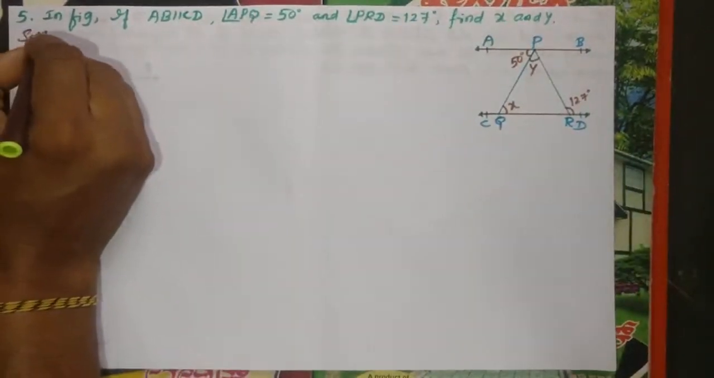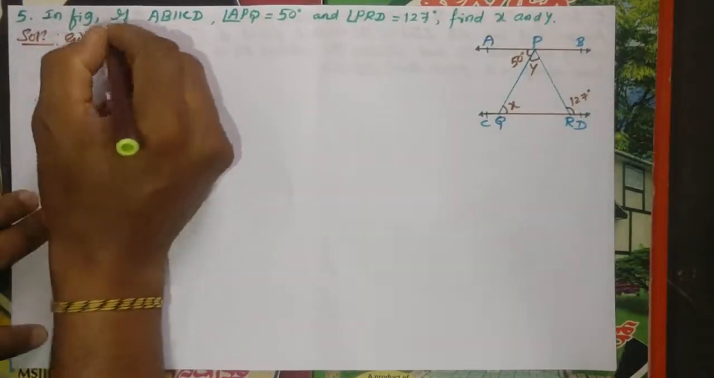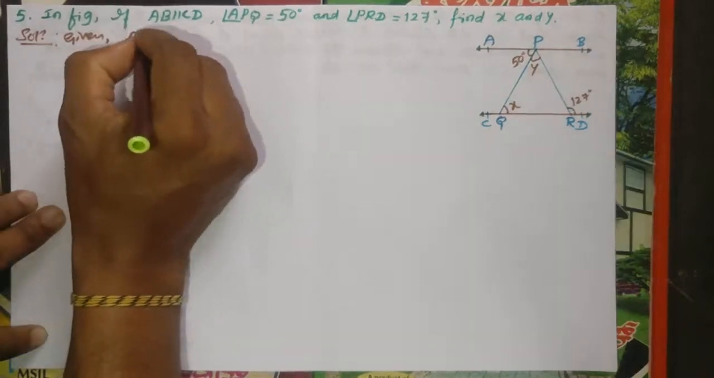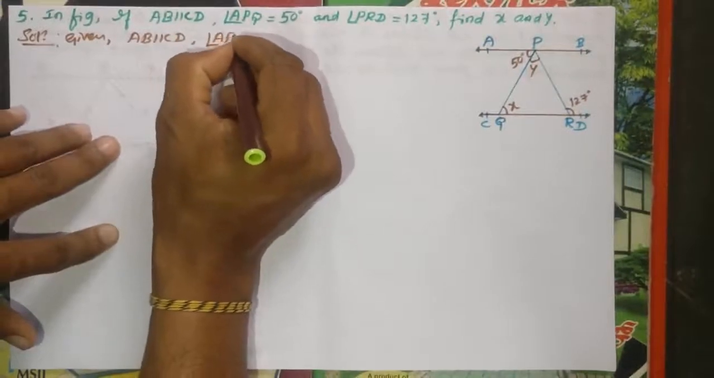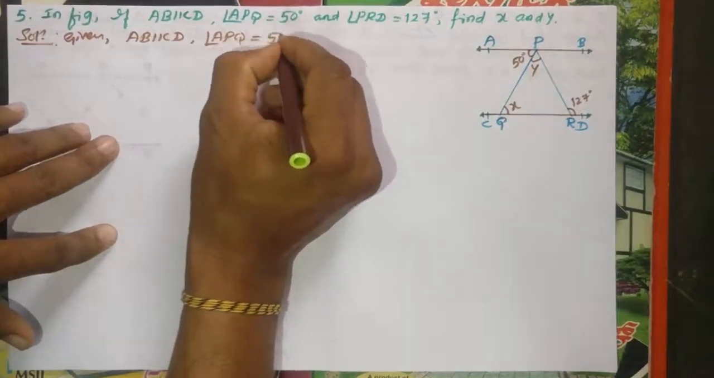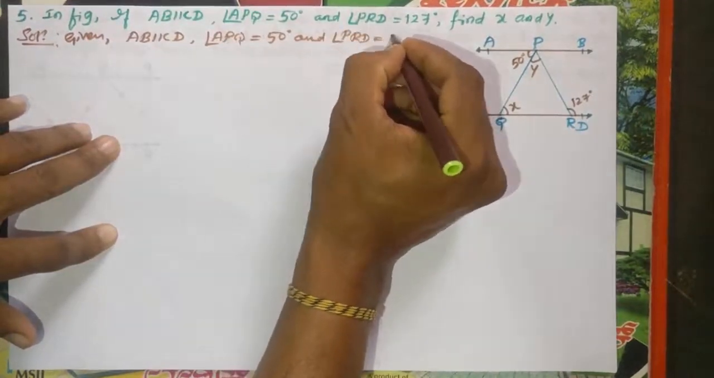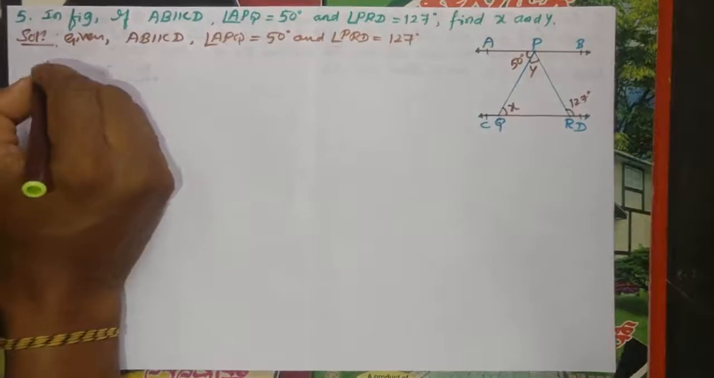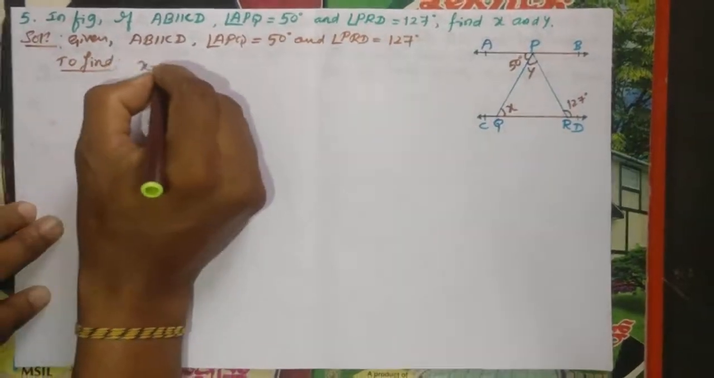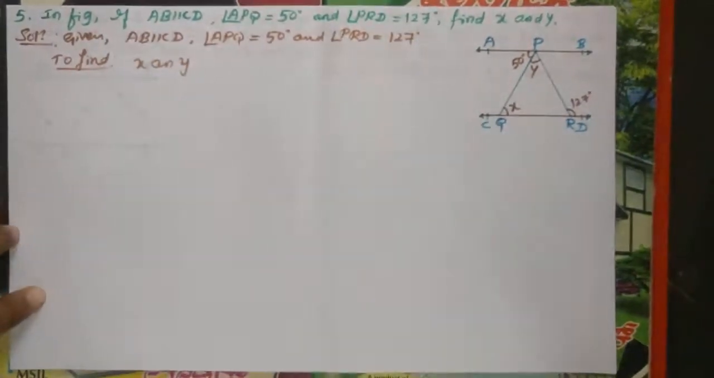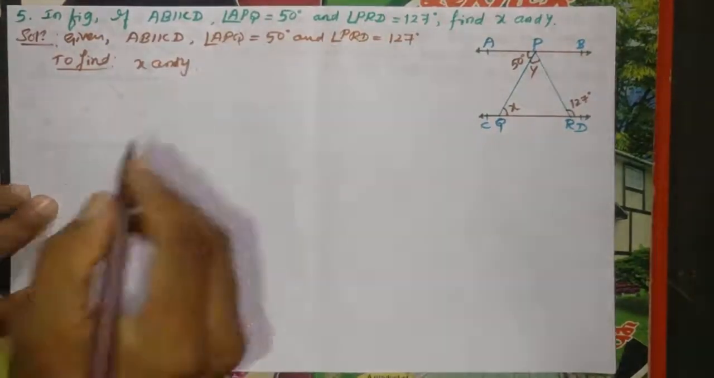Solution. Given: AB is parallel to CD, angle APQ is equal to 50 degrees and angle PRD is equal to 127 degrees. To find X and Y.